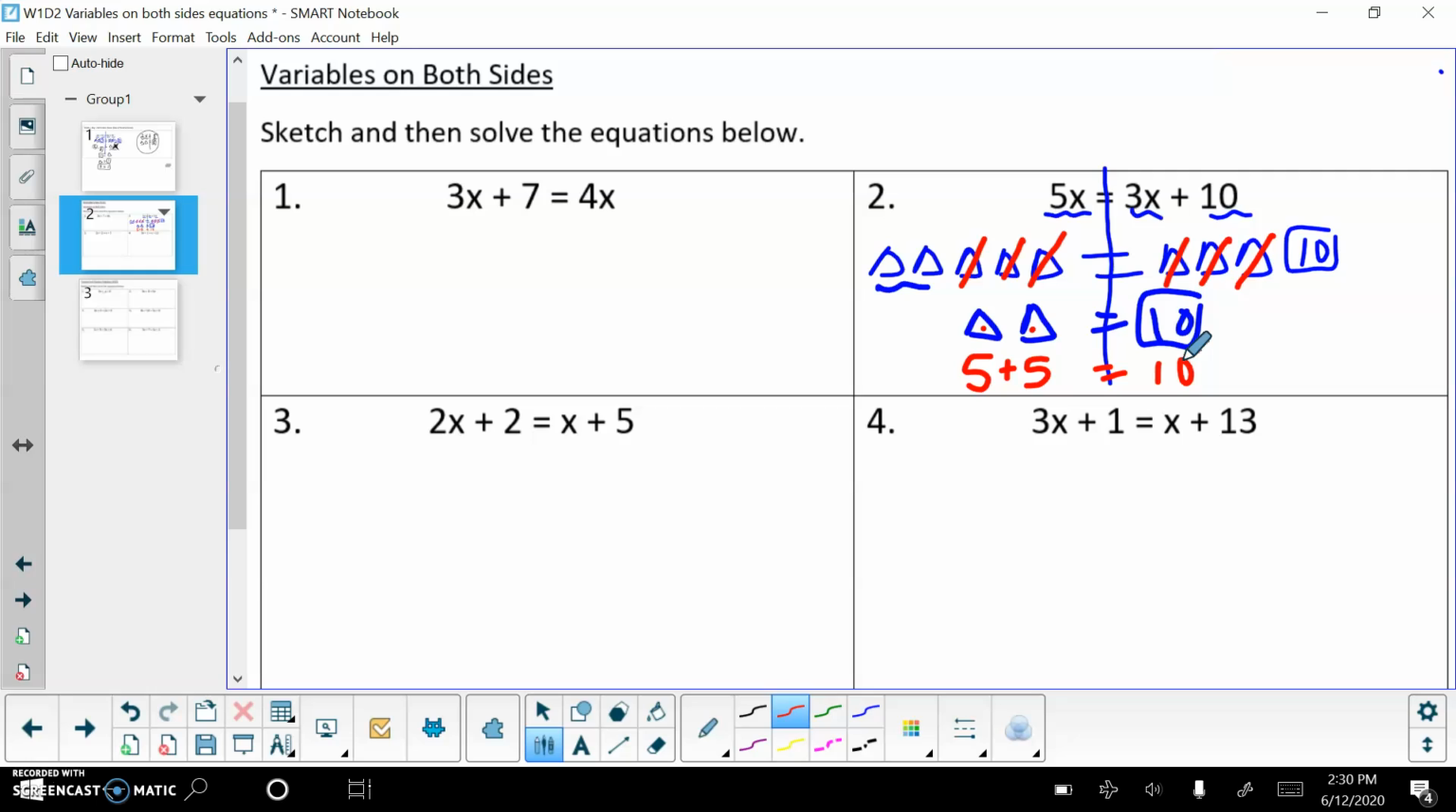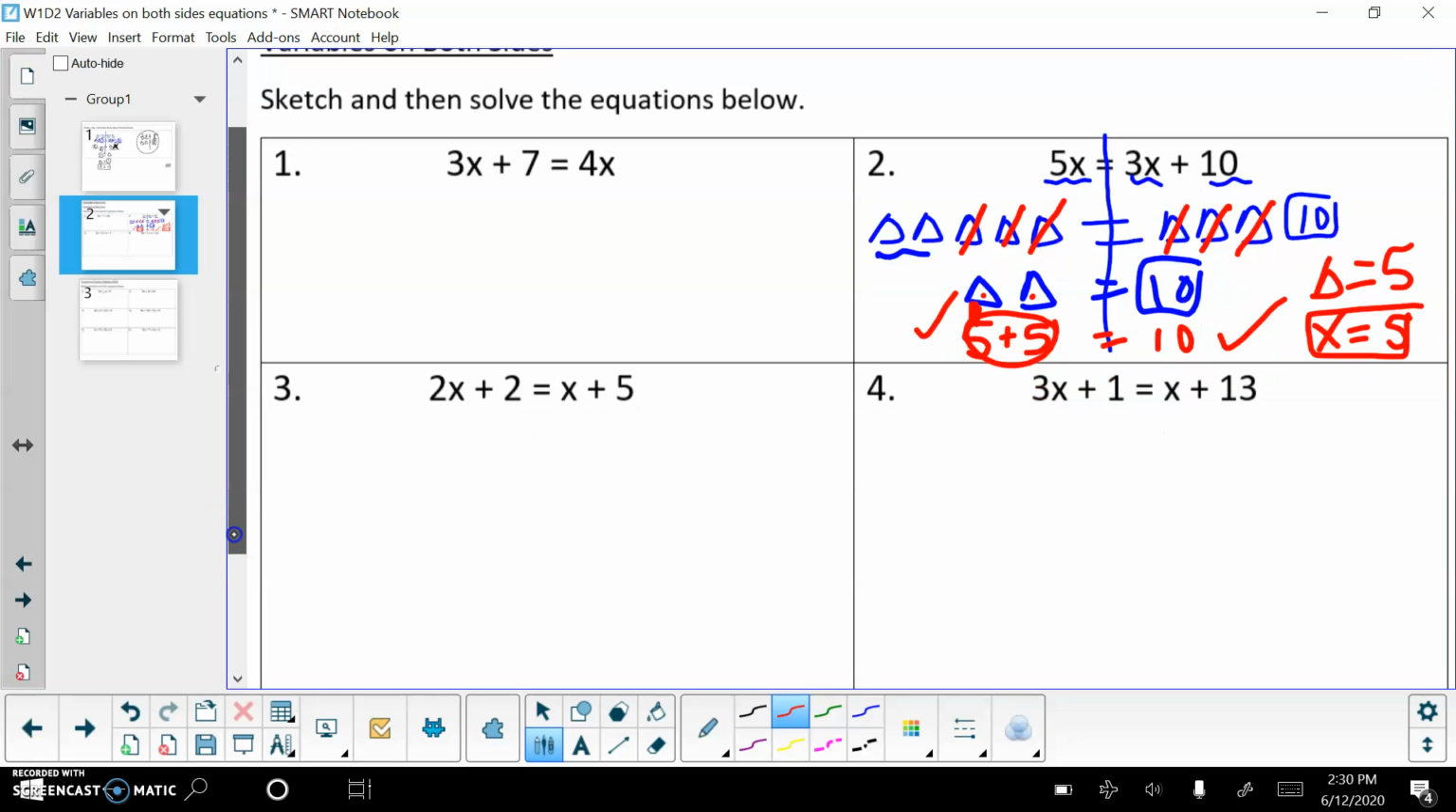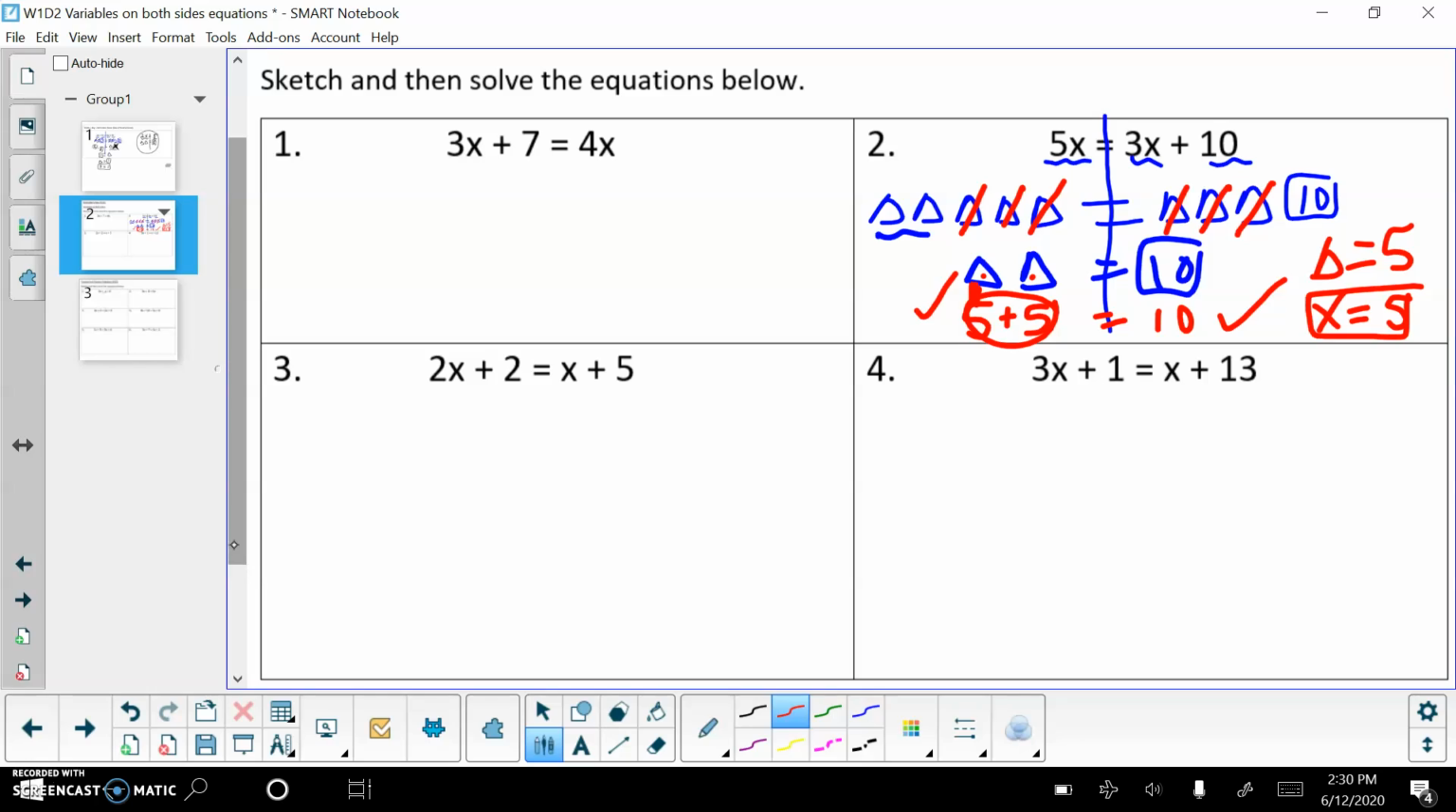So essentially what I have is 10 on my right side, but now with the 5 and the 5, I've got a 10 on my left side. So now I've got the same thing on both sides. 5 is the number that makes it the same, or that balances it. So now I know that one triangle is equal to a 5. That means x is equal to 5, and we've solved the equation. I'm going to come over here and look at number 3 because it's a little more complicated.